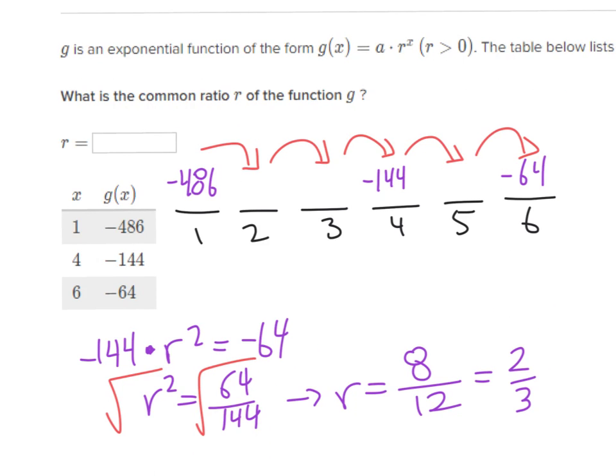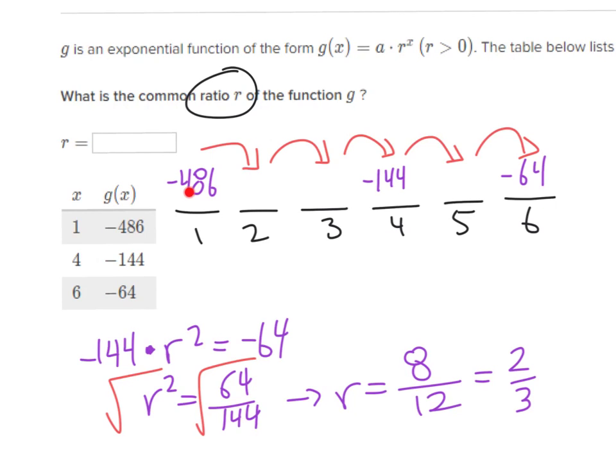All right, sometimes the common ratio is a fraction. So let's see. This is the same type of question. G is an exponential function of the form, blah, blah, blah. Table lists, what is the common ratio? So same thing. I have drawn it out. We know the first and the fourth and the sixth.